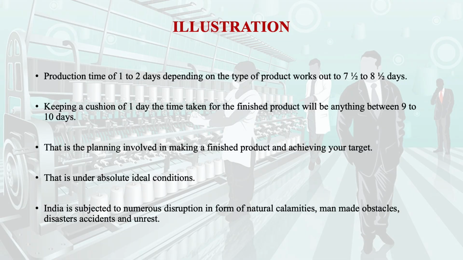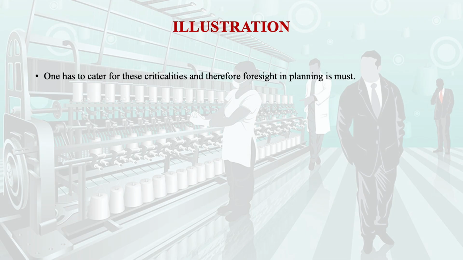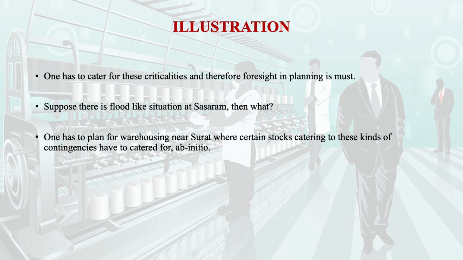India is subjected to numerous disruptions in the form of natural calamities, man-made obstructions, disasters, accidents and unrest. So these 9 to 10 days are in ideal conditions. One has to cater for all these criticalities, and therefore foresight in planning is a must. Suppose there is a flood-like situation at Sasaram, then what will you do? One has to plan for warehousing near Surat, where certain stock catering to these kinds of contingencies has to be provided for ab initio.